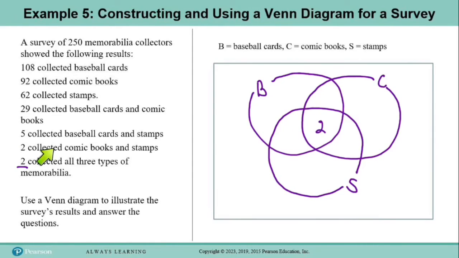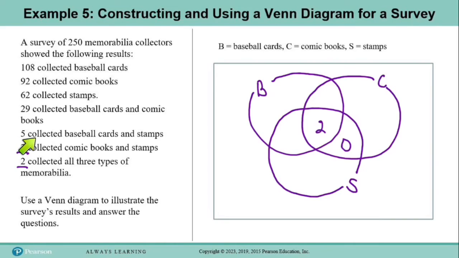Then it says 2 collect comic books and stamps. Okay, so that would be the C and the S. And so that would be this region right here. 2 of the people surveyed collect comic books and stamps. And so right here, we've already got those 2 people accounted for, and that leaves none for this area right here. So it turns out there are no people who collect comic books and stamps but don't also collect baseball cards. Okay, let's keep going.